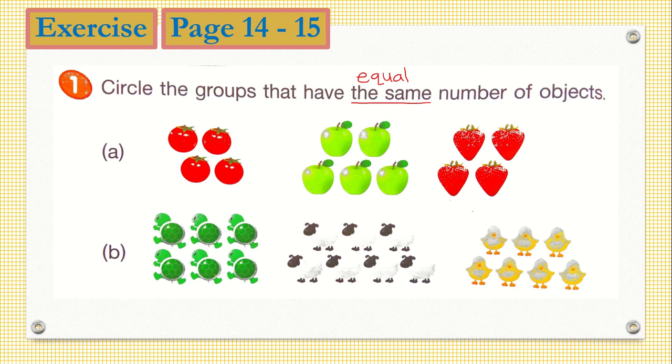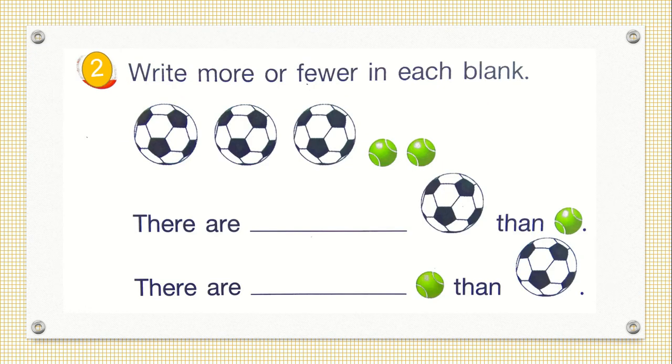Let's do part A together. 1, 2, 3, 4. Oh, let's check this. 1, 2, 3, 4, 5. Oh no. Let's check this. 1, 2, 3, 4. Oh yes. We have got 4 and here we have got 4. Okay. Now answer part B. Okay. Let's go to number 2.